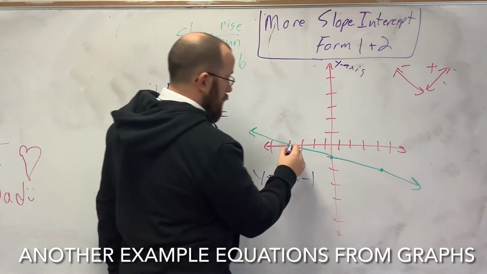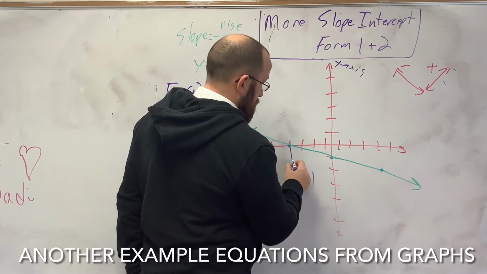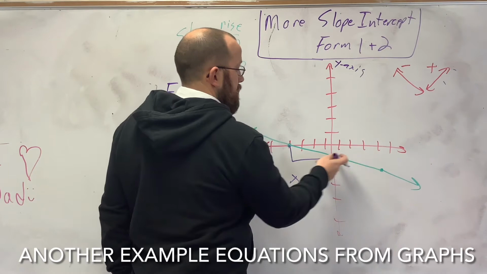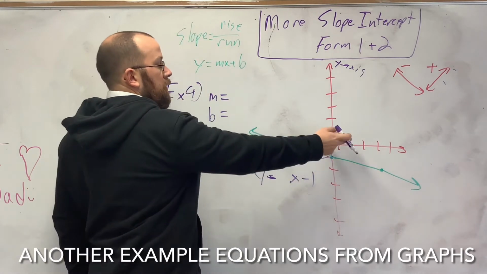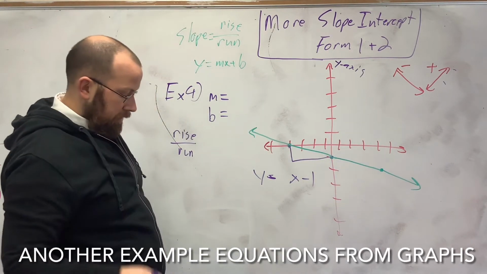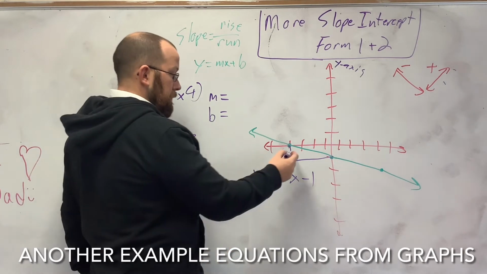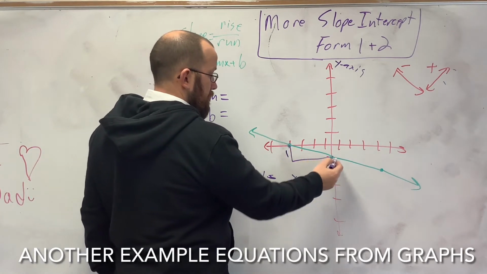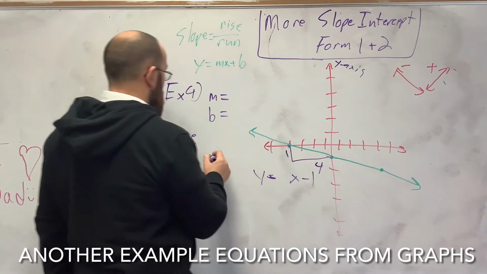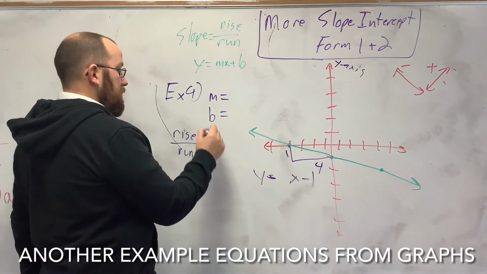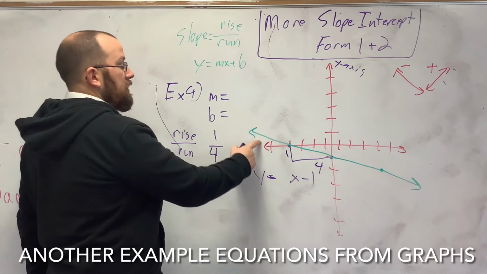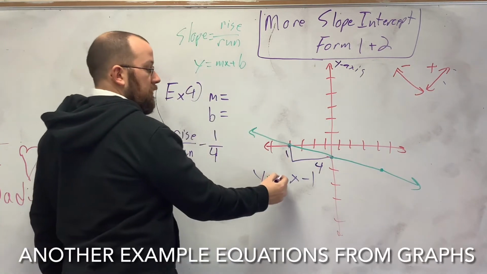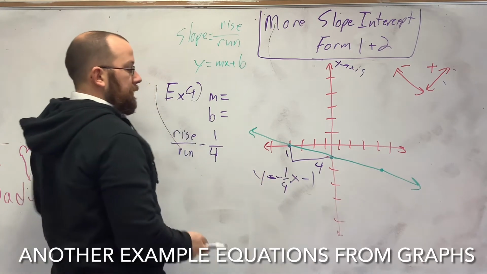Let's make a triangle. It doesn't matter which points you do it between. I can do it between these points or these points. I could do a triangle on top or on bottom. It doesn't matter. So I count down 1 and I went over 1, 2, 3, 4. So my run is 4, my rise is 1. And does this line look negative or positive? It looks negative, -1/4. And there you go.